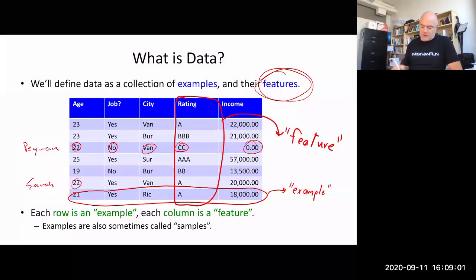And Sarah might be 22. She might have a job. She might also live in Vancouver and might make some amount of income. Okay. So the point is that we have individuals.